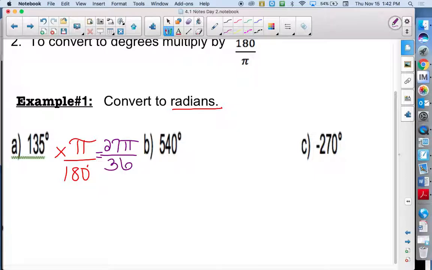36. Chelsea, and then we can divide by 9. So Chelsea, 27 divided by 9 is? And 36 divided by 9 is 4. So 135 degrees is actually 3 pi over 4 as a radian value.